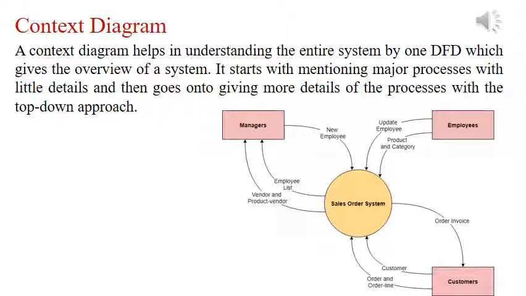Whereas if you are talking about a simple employee and the sales order system, this is a one-sided diagram in which employees are updated in the sales order system, and products and categories are updated by employees. So this is all about the context diagram, and this is all about the data flow diagram.